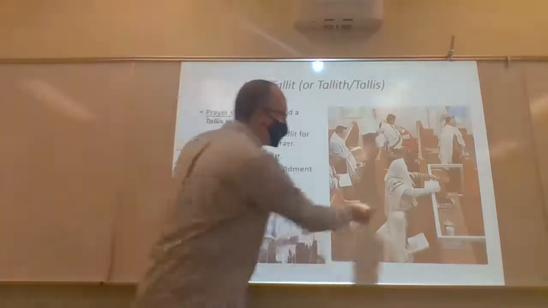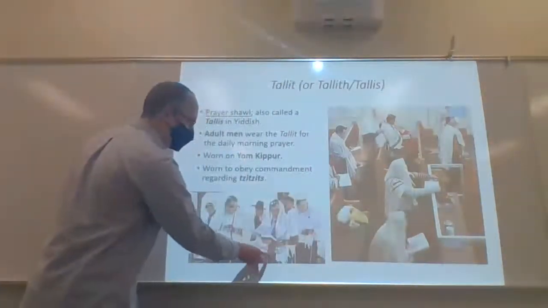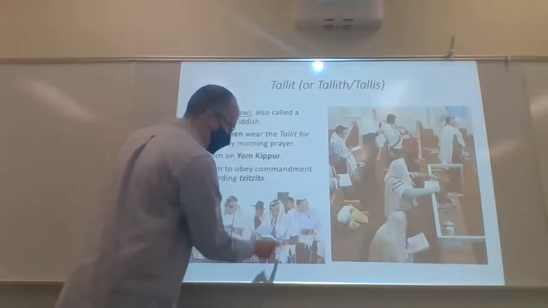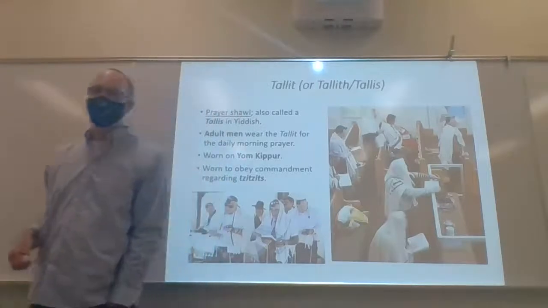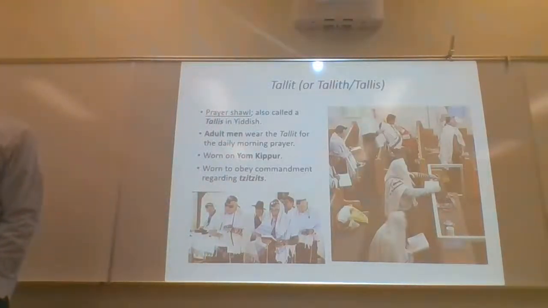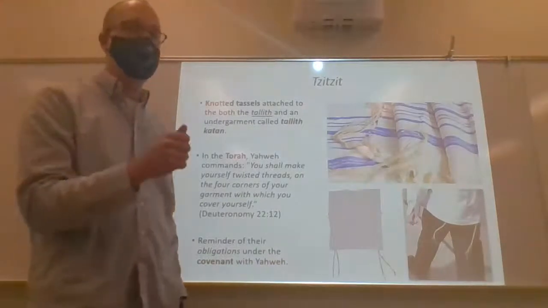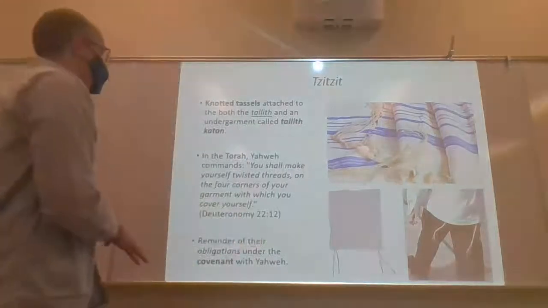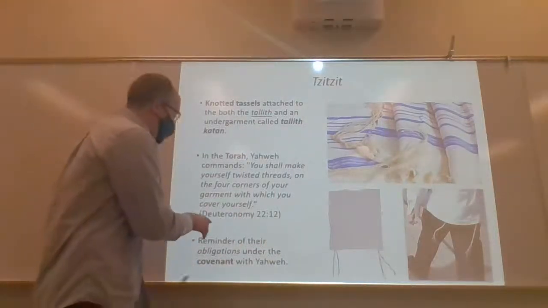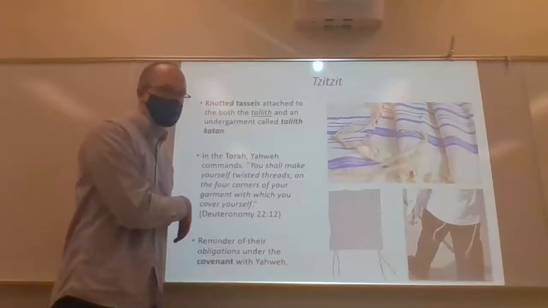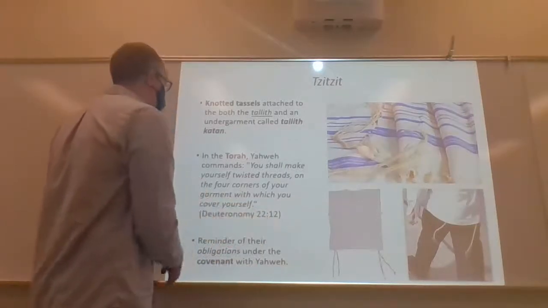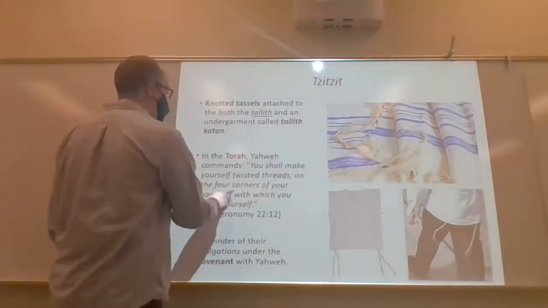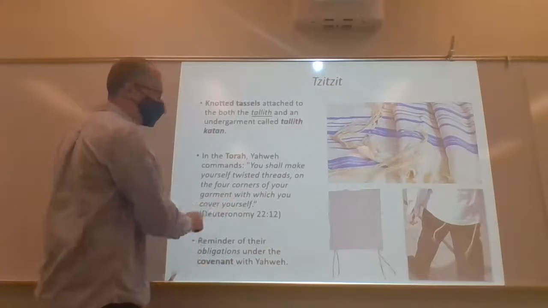Now, in this image in particular, you can see that there are these strings with these knots hanging from the talit. And that tells us why this shawl is worn. It's worn to observe this specific commandment. Remember, there's 613 commandments in the Torah, according to the rabbis. And so one of those commandments is derived from this passage in Deuteronomy, one of the 5 books of the Torah, chapter 22, verse 12. Yahweh commands, you shall make yourself twisted threads on the 4 corners of your garment with which you cover yourself.